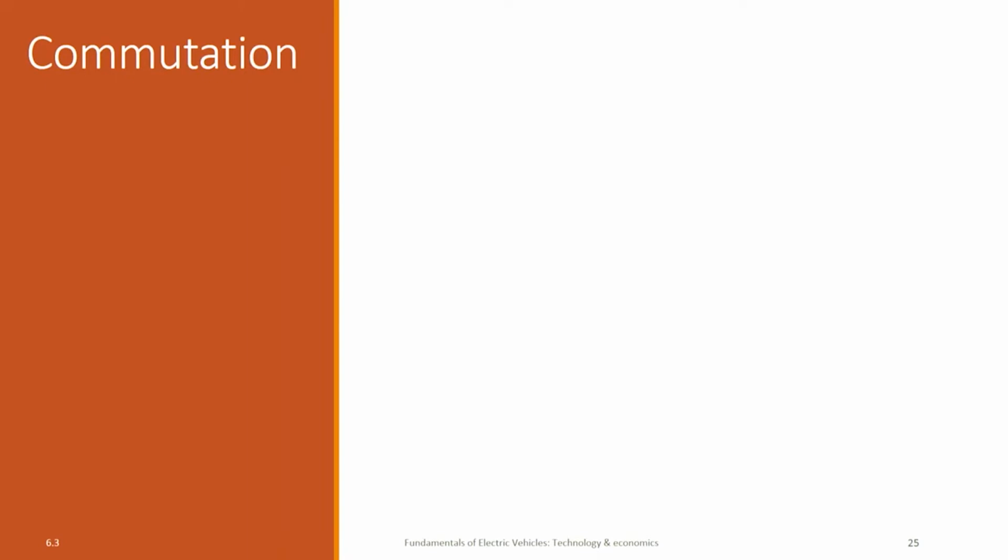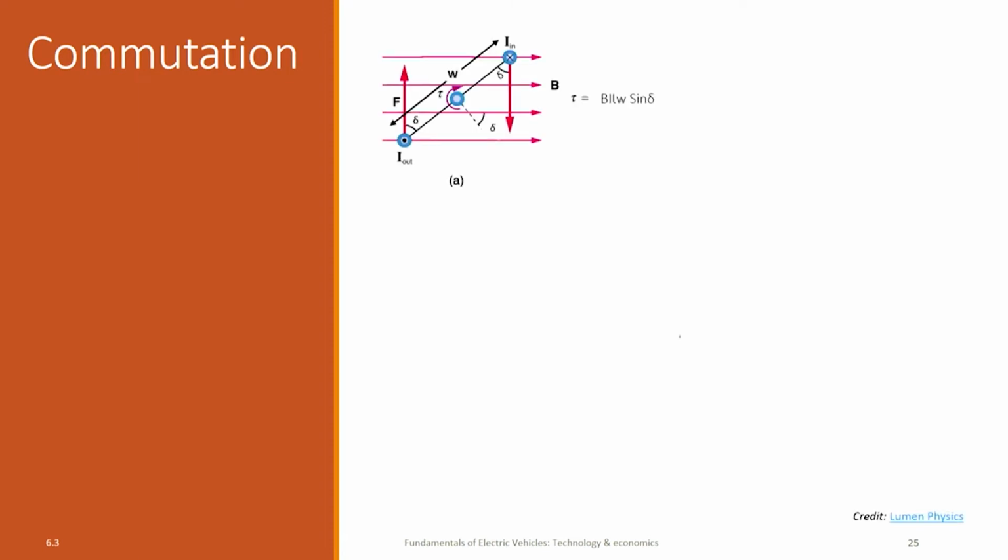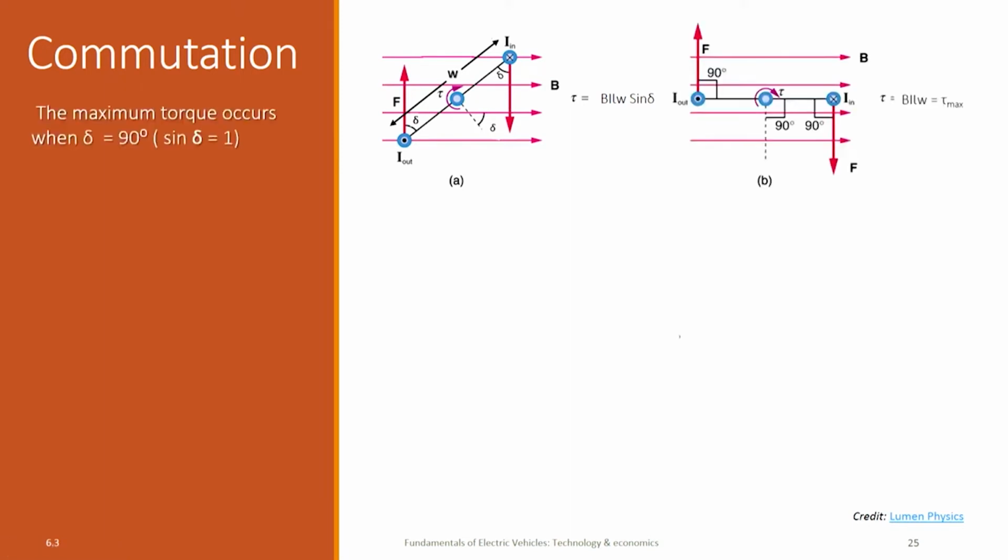Now we look at something called commutation. We looked at the act of torque production, we will try to follow it through an entire loop and see what happens. This is a picture similar to what we saw in the previous slide. The torque direction is like this because the coil is going to be rotating in that direction. As it starts rotating, it will come to this position where the forces are as far apart as they can be. So this is the position where I will get maximum torque.